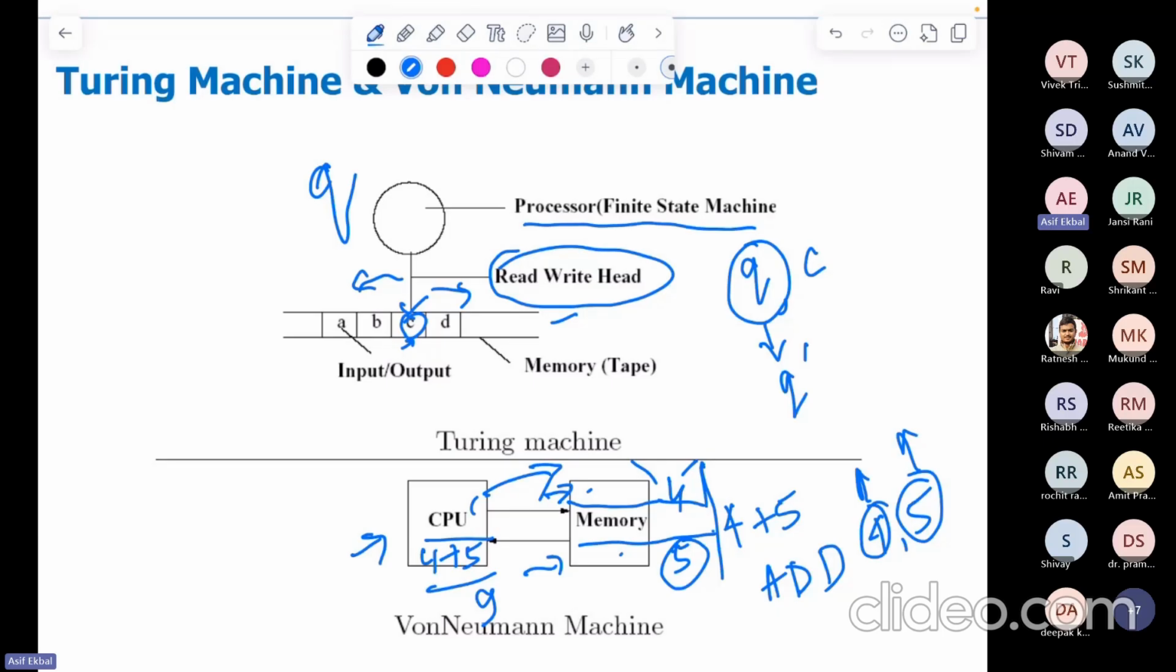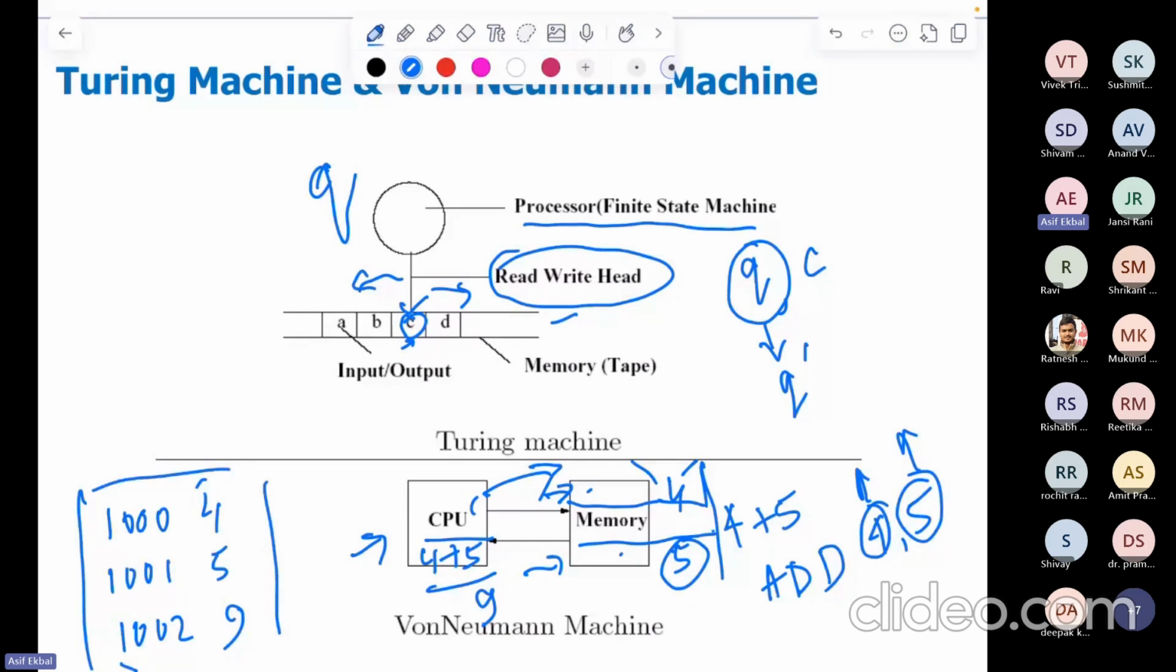So the instruction is sent to the memory. Memory has the storage, the data. Data is fetched to the CPU. The operation is performed, and the result is again sent back to be finally stored in some place in the memory. So it can happen, for example, that if 1000 is the address of 4 and 1001 is the address of 5, these two will be retrieved, and maybe at 1002 it may store the new result 9. That is how the memory actually works.